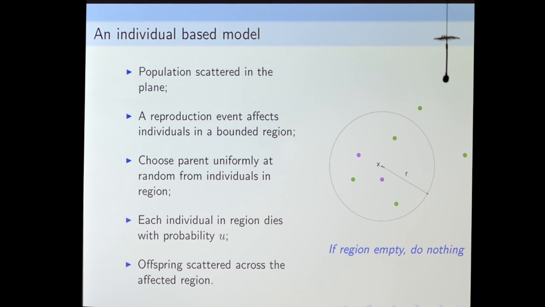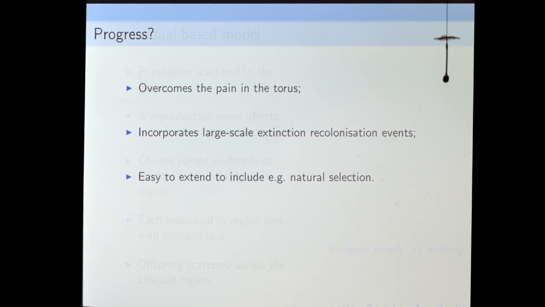Okay, so how does this work as a model? It's obviously very crude. It's a little bit like a Wright-Fisher model. Does it work at all? Well, it overcomes the pain in the torus. It does have a nice stationary distribution with populations distributed uniformly across space. It allows us to incorporate large-scale extinction recolonization events very easily. And it is also easy to extend to include things like natural selection.